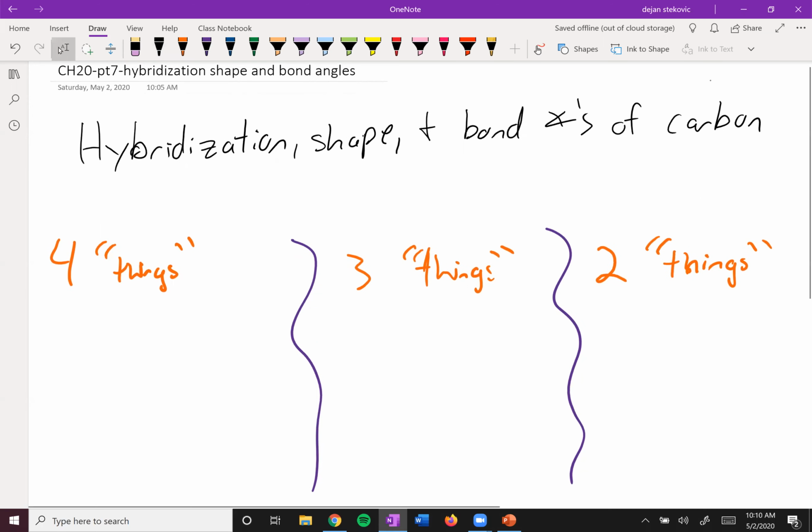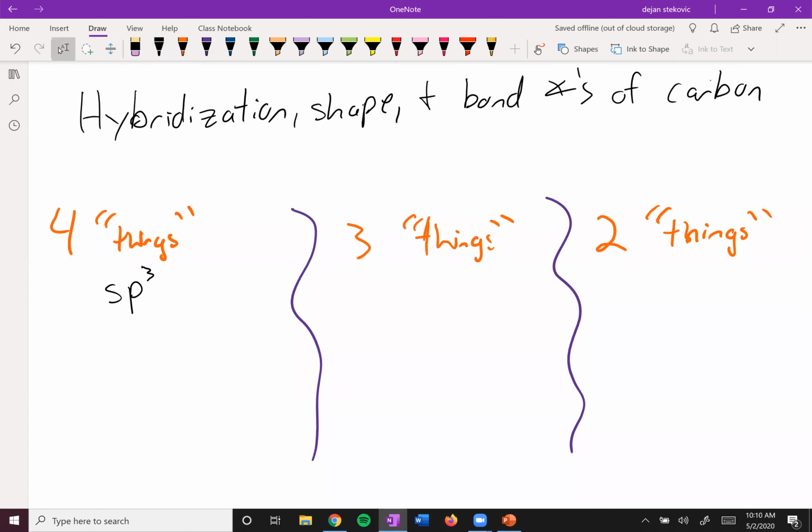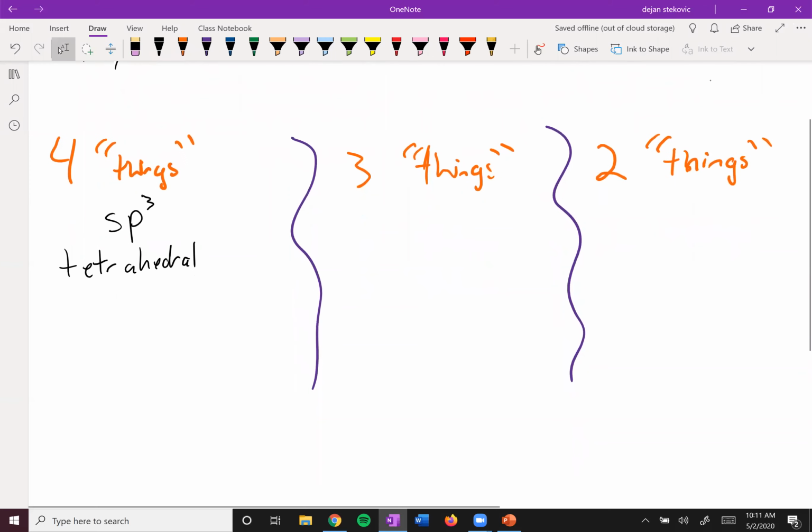So remember, we have 1 s orbital and 3 p orbitals that are going to hybridize to form our new bonding orbitals. And so when we have 4 things, we're going to use all 4 of these orbitals. And so we'll have what's called sp3 hybridization. So sp3 hybridized. And the shape of this is going to be a tetrahedral. Not a square, a tetrahedral.